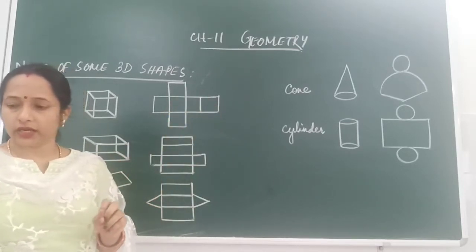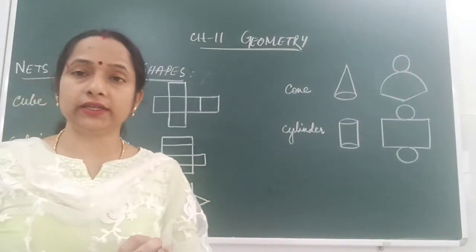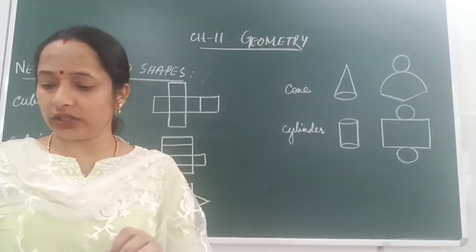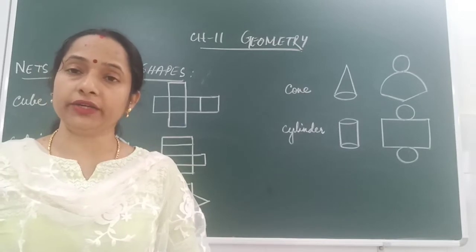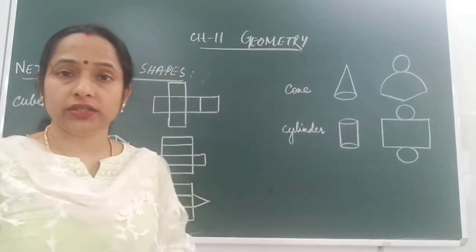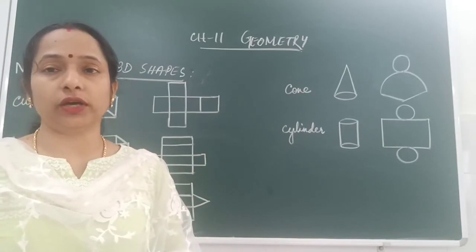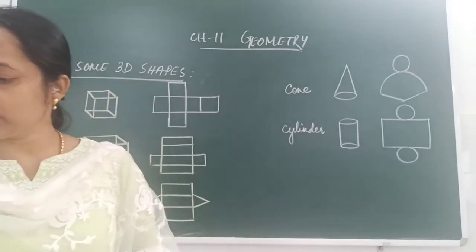So children, now you have an exercise to identify the nets. Only a few questions related to this are given. So I don't want to discuss them, as I have explained the 3D shapes and their nets. So you complete exercise 11E. Next we will move to smart time.